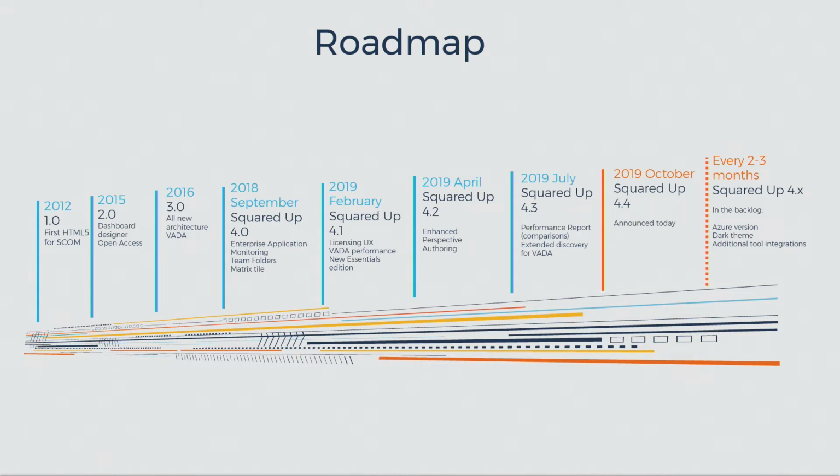We are here. So here we are in October with Squared Up 4.4. It was back in July that I last spoke to you all on one of these release webinars with version 4.3. That's when we brought in the new performance report tile, and a bunch of extensions on discovery for VADA. So 4.4 in October, and we're continuing on the pattern of every 2 to 3 months. The more mathematical among you will notice there are indeed 3 months between July and October, and certainly we're planning to continue that in the roadmap every 2 to 3 months with a new version.